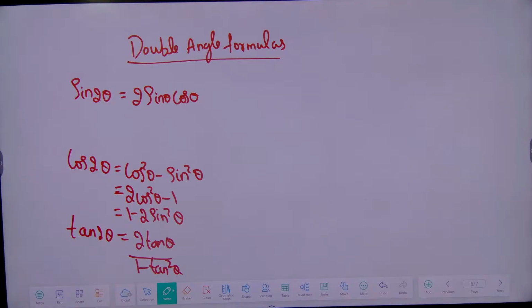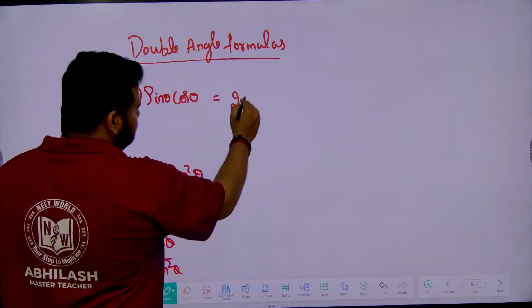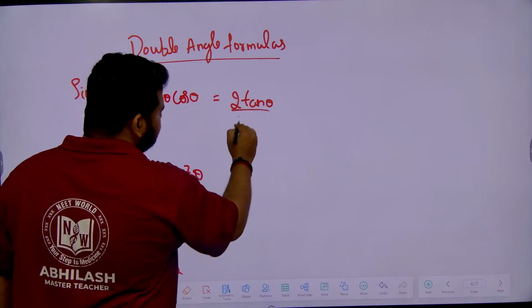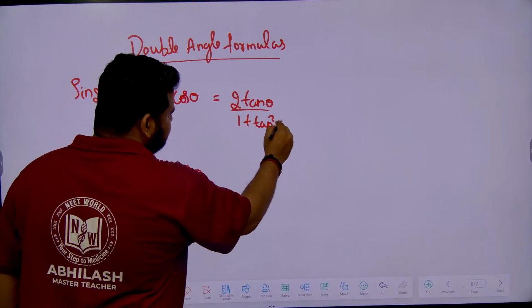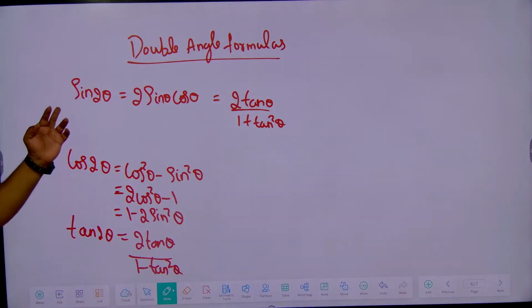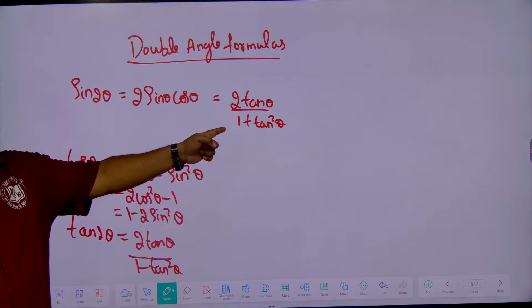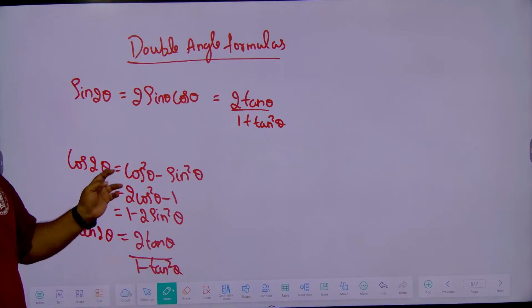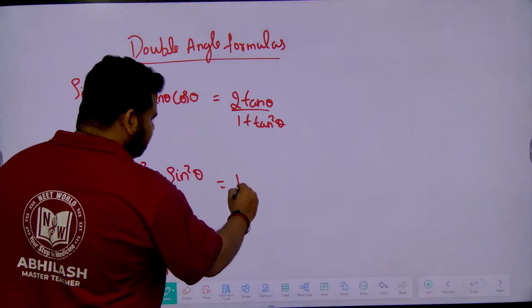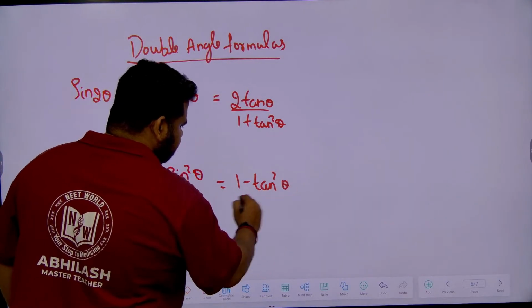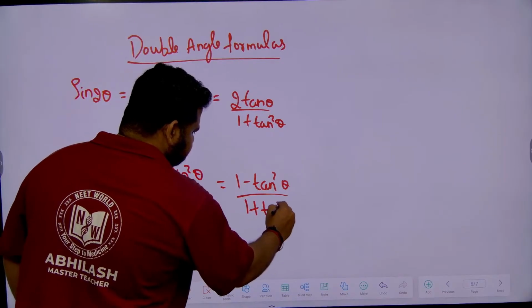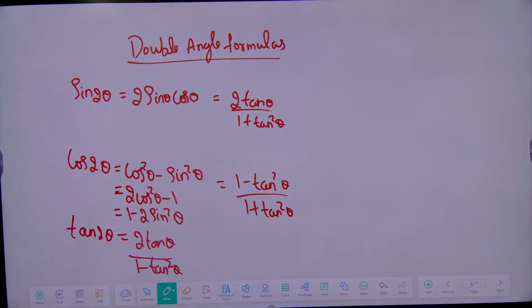But sometimes you have to know how to write sin 2 theta in terms of tan theta. Sin 2 theta will also be equal to 2 tan theta by 1 plus tan square theta. Sin 2 theta in terms of tan is 2 tan theta by 1 plus tan square theta. Cos 2 theta in terms of tan is 1 minus tan square theta by 1 plus tan square theta. Understood?